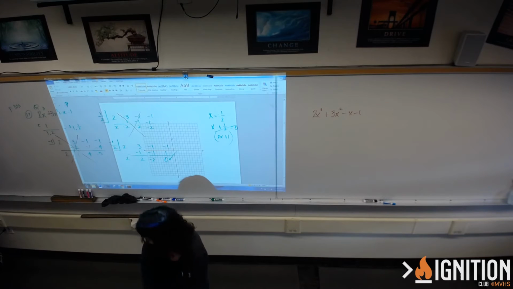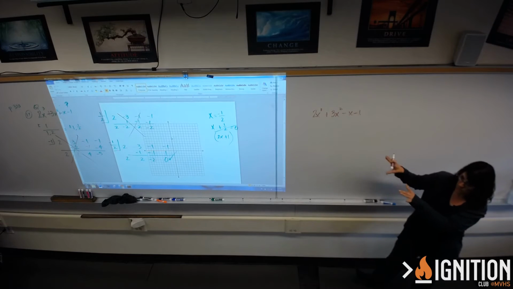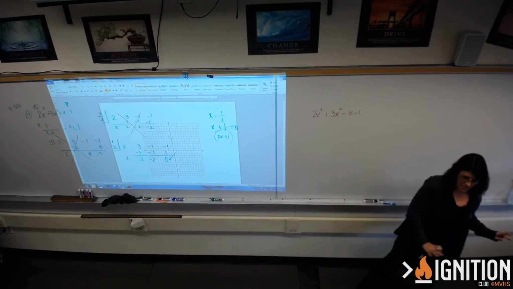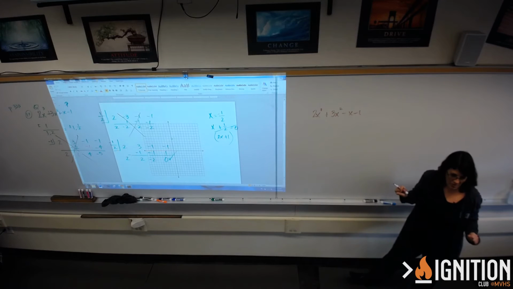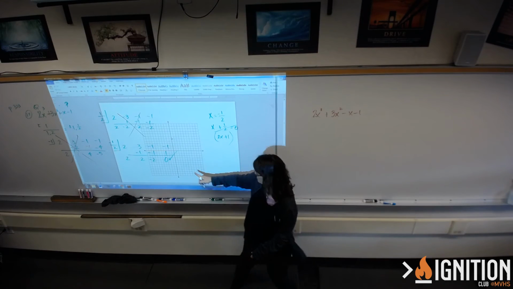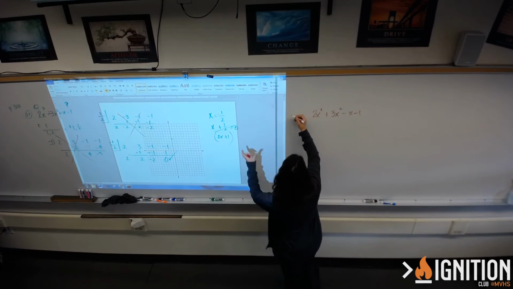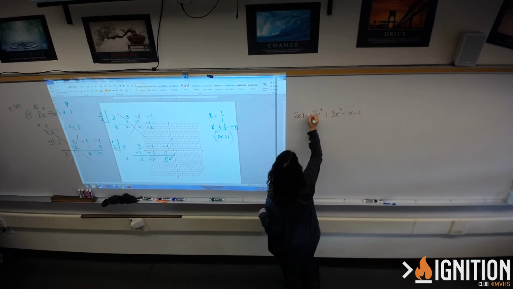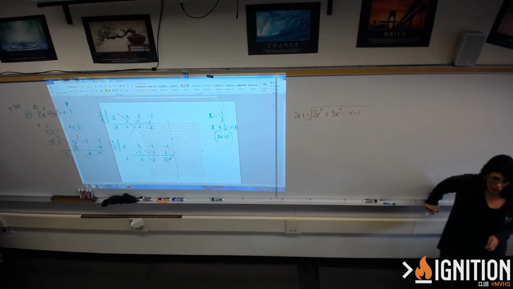2x cubed plus 3x squared minus x minus 1. We intertwine division. It's helpful for your quiz, and it's going to help us realize that 2x plus 1 is a factor. The remainder is 0. So let's practice doing our long division with 2x plus 1. Okay, practice, do it.